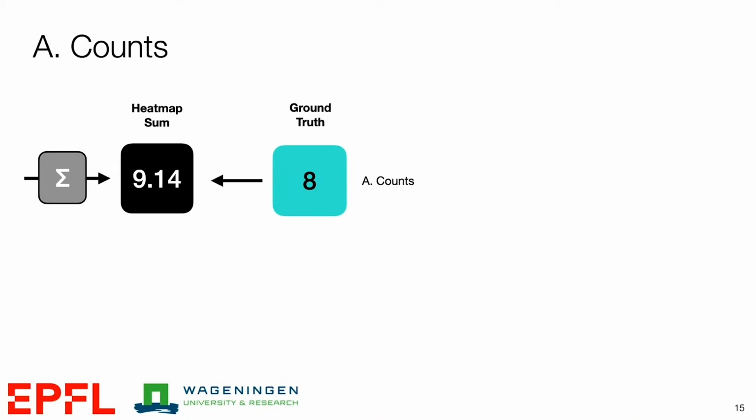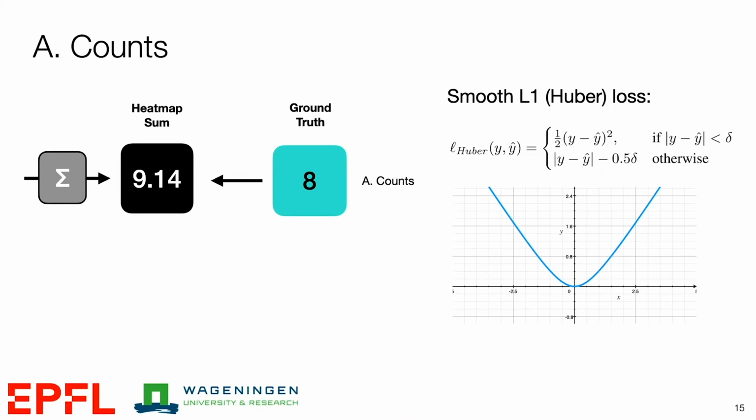This in principle is easy, you have a direct correspondence, but what we did is we used a so-called Huber loss, also known as the smooth L1 loss, which basically is a conditional combination of an L1 and an L2 norm, of a mean absolute error and a mean squared error.